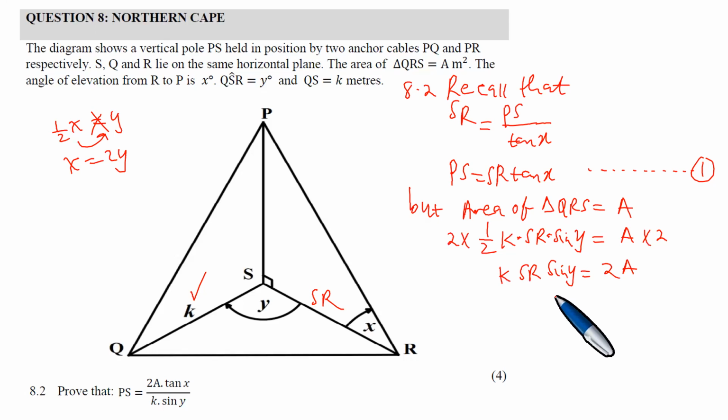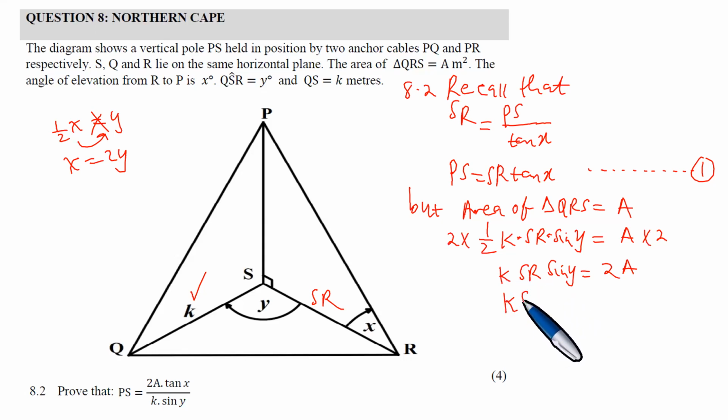Why do we need SR from the area? Because we can see that the examiner is saying we must prove PS equals this. But now PS has SR, so we must make SR the subject of this equation. How do we make SR the subject? We must divide. So how do we divide?